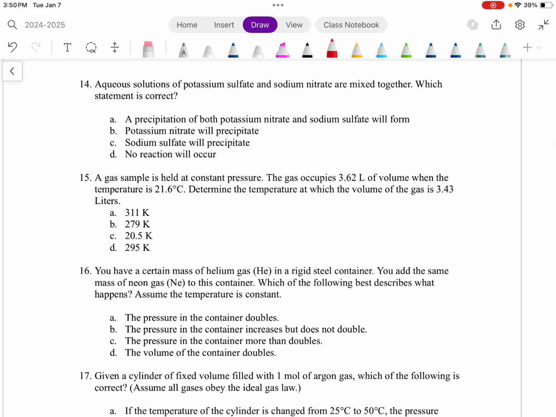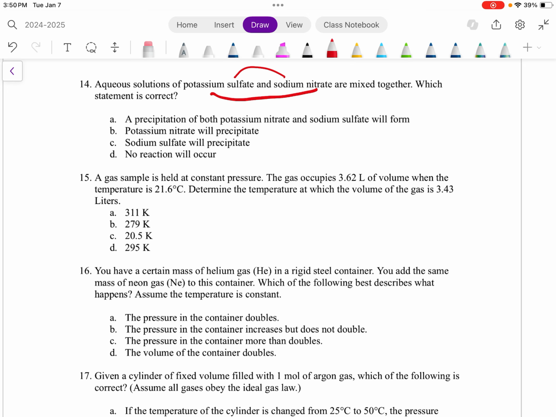Aqueous solutions of potassium sulfate and sodium nitrate are mixed together. What statement is correct? Okay, so basically they're trying to figure out, is there going to be a precipitate? So remember, the new products would be potassium with nitrate, sodium with sulfate. If you remember the solubility rules, you don't have to remember all of them, but remember the go-tos.